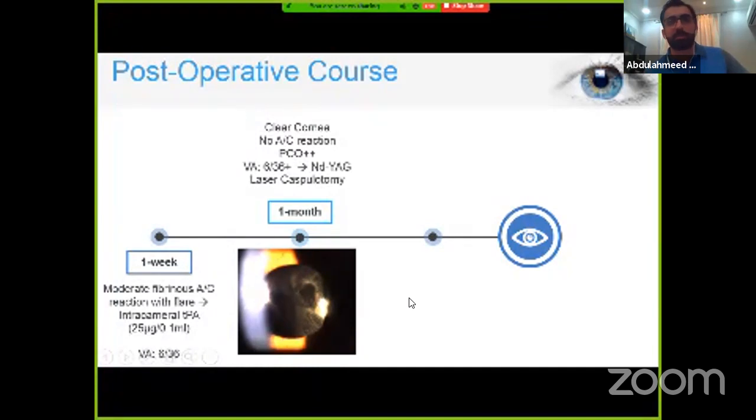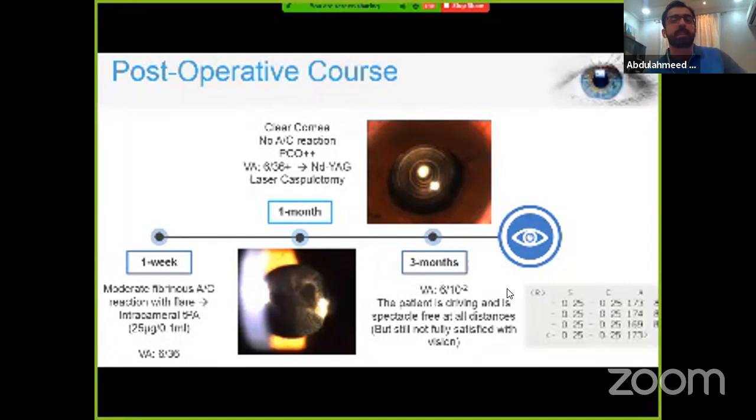So posterior capsulotomy was done, and finally at 3 months, his vision is 6/10 partial. The patient is actually driving and is spectacle free at all distances. However, he's still not very satisfied with the quality of vision, despite the IOL position being reasonably good. I mean, with minus 0.25 and 0.25 cylinder on the auto refraction, the IOL position is considered acceptable.